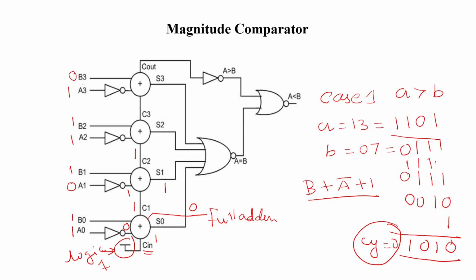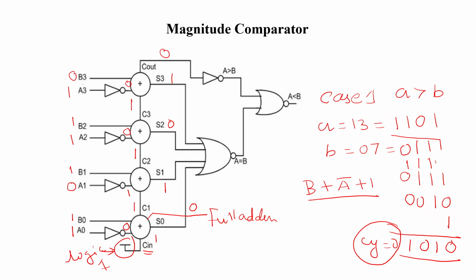Then A2 value is 1. After taking 1's complement, you will get 0. So 1 plus 0 plus 1, sum is 0, carry value is 1. Then A3 value is 1. After complement, you will get 0. 1 plus 0 plus 0, sum is 1. C out value is 0. So far, we did the full adder circuit operation. You fetch the 3 input values, then you add, and find the sum and carry value.